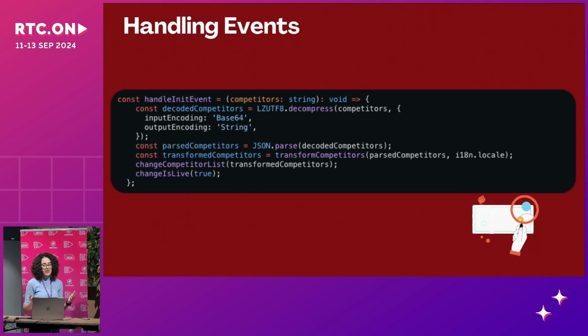This is how we are handling the init event in our app. And as you know, the WebSocket messages can be in form of strings, plain text, or binary data. In this function, we are decoding the data received from the WebSocket. We are parsing this data and also transforming, and we are making sure that the transformed data is displayed in the user's locale.